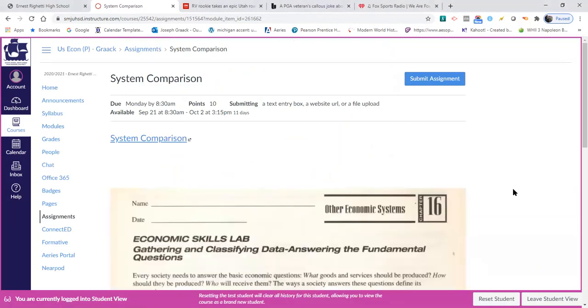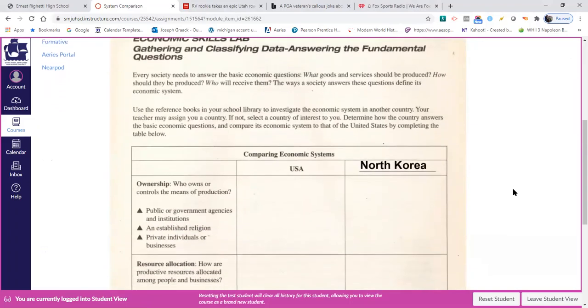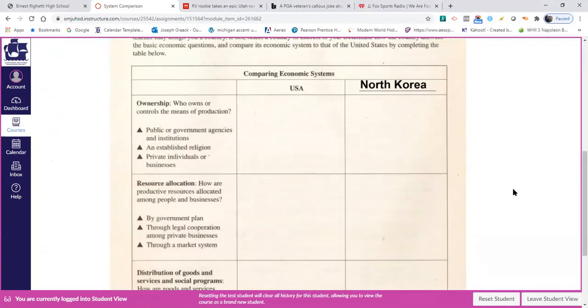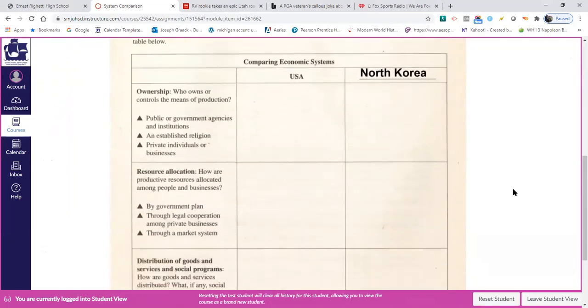what we're going to do is a system comparison, comparing these economic systems. The United States and North Korea. Every society needs to answer the basic questions of what goods and services should be produced, how they should be produced, and who will receive them. The ways that society answers these questions define its economic system. This says use your reference books and your school library to determine how a country answers this, but this was in the notes from last week and this week.